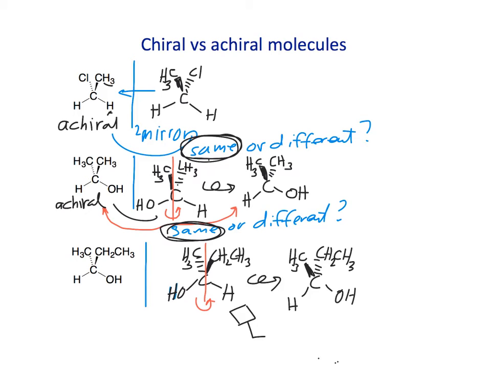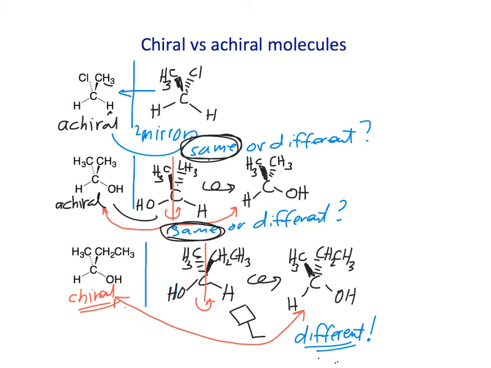So now let's compare these two. Are those the same or are they different? Well, the H and the OH match. What about the methyl and the ethyl? No, those are backwards. So these two are still different. All right, so that means that this molecule is chiral, because it's different from its mirror image.